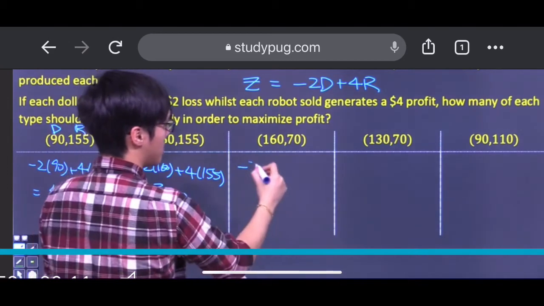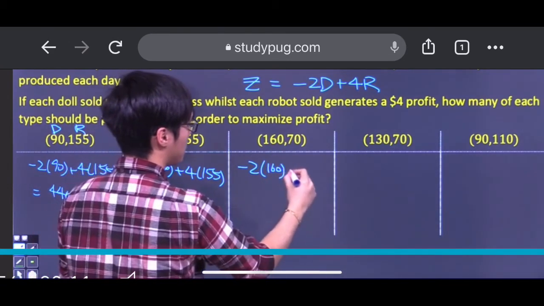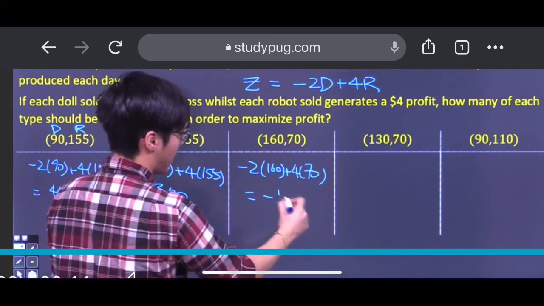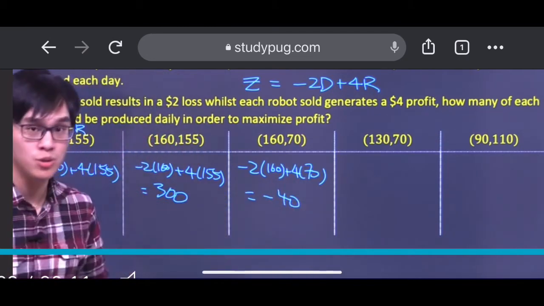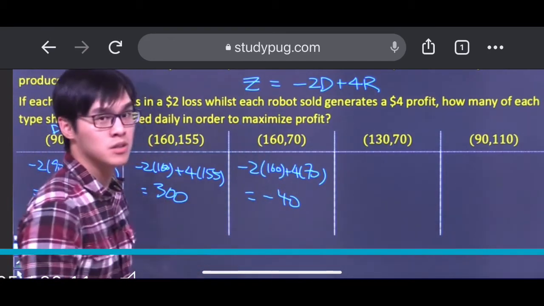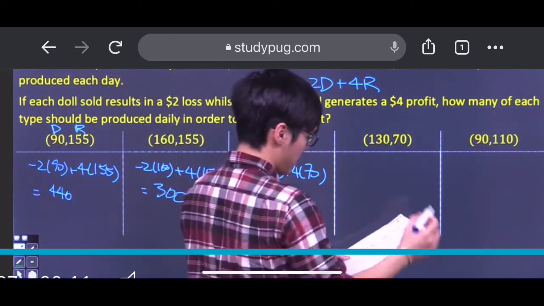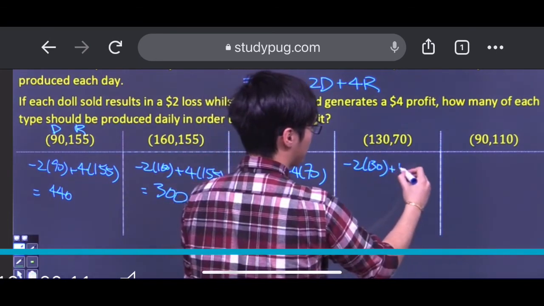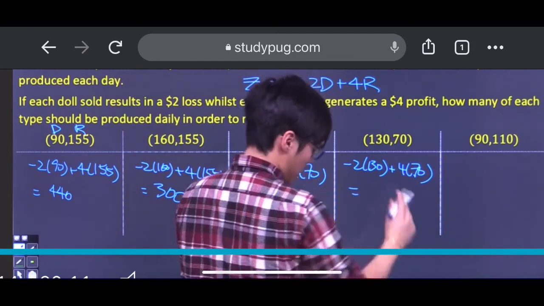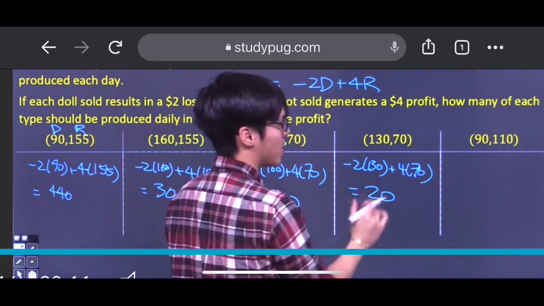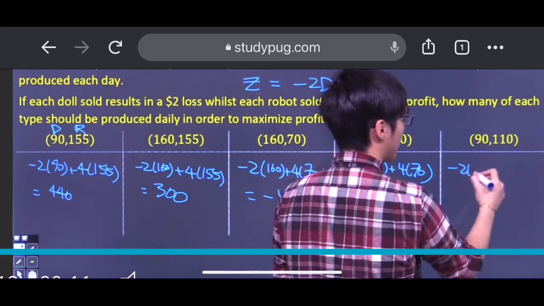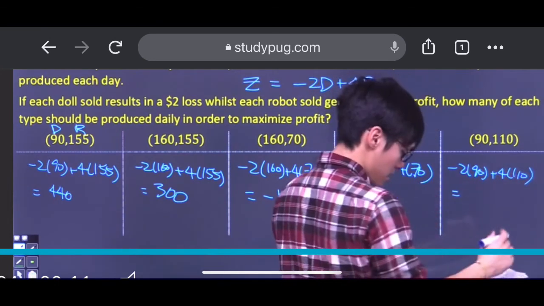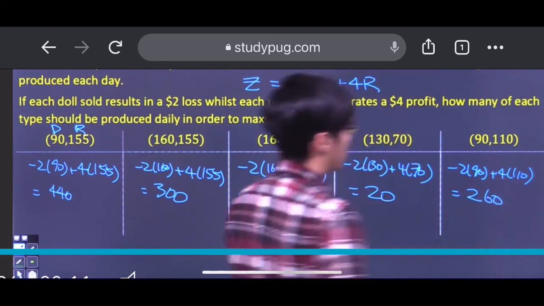Moving on, negative 2 times 160 plus 4 times 70. That will give us negative 40. So you see this one, you're actually losing money for producing this much. This is no good for sure. Next, negative 2 times 130 plus 4 times 70, and that will equal 20. Last but not least, negative 2 times 90 plus 4 times 110, and that will equal 260.